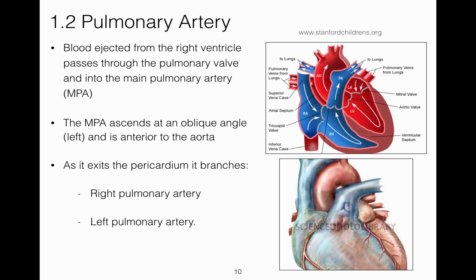The pulmonary artery. Blood ejected from the right ventricle passes through the pulmonary valve and into the main pulmonary artery. Initially, the main pulmonary artery ascends at an oblique angle to the left and is anterior to the aorta. As it exits the pericardium superiorly, the main pulmonary artery then branches into the right and left pulmonary arteries.